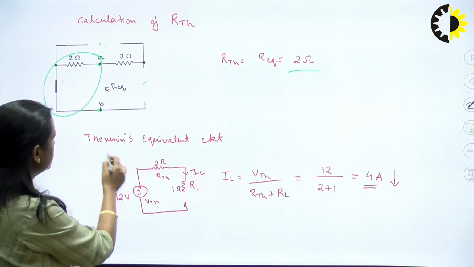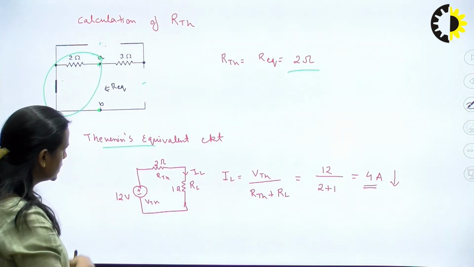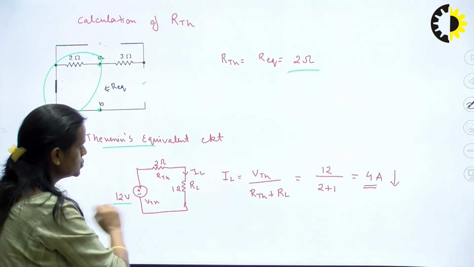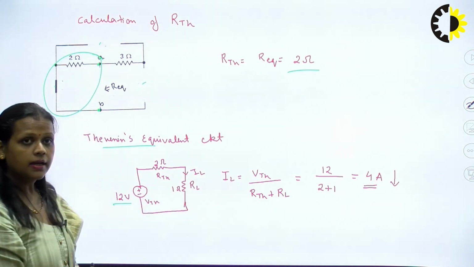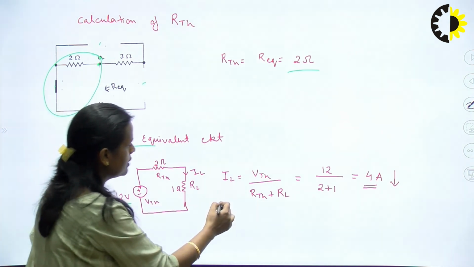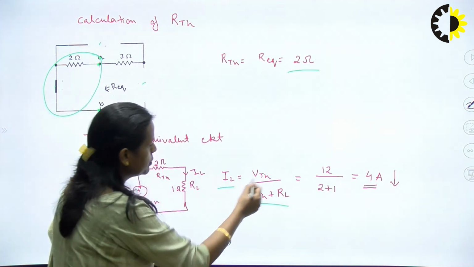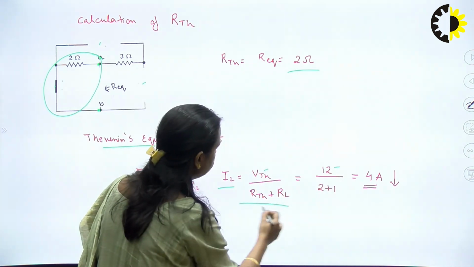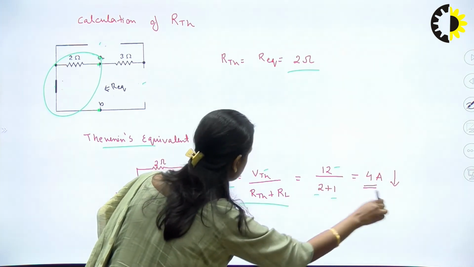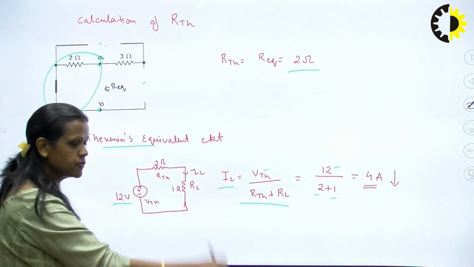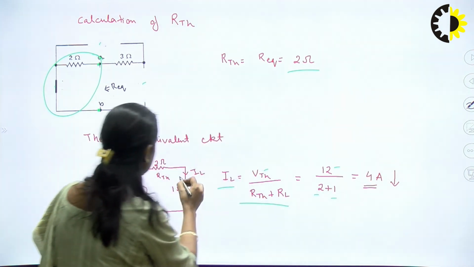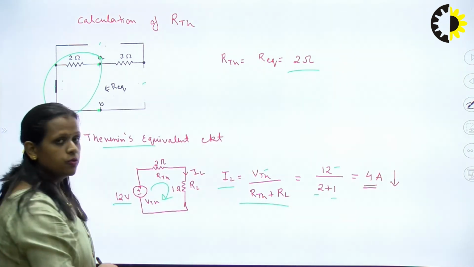After this you will draw the Thevenin's equivalent circuit. Here the VTH value is 12 volt, RTH is 2 ohm. Now we have connected the RL, whose value is 1 ohm. After this we have calculated the value of IL by putting the values of VTH, that is 12, RTH 2, RL 1, and we get 4 ampere, and the current direction will be downward. That's why I have shown the arrow here downward, meaning it will be flowing like this.